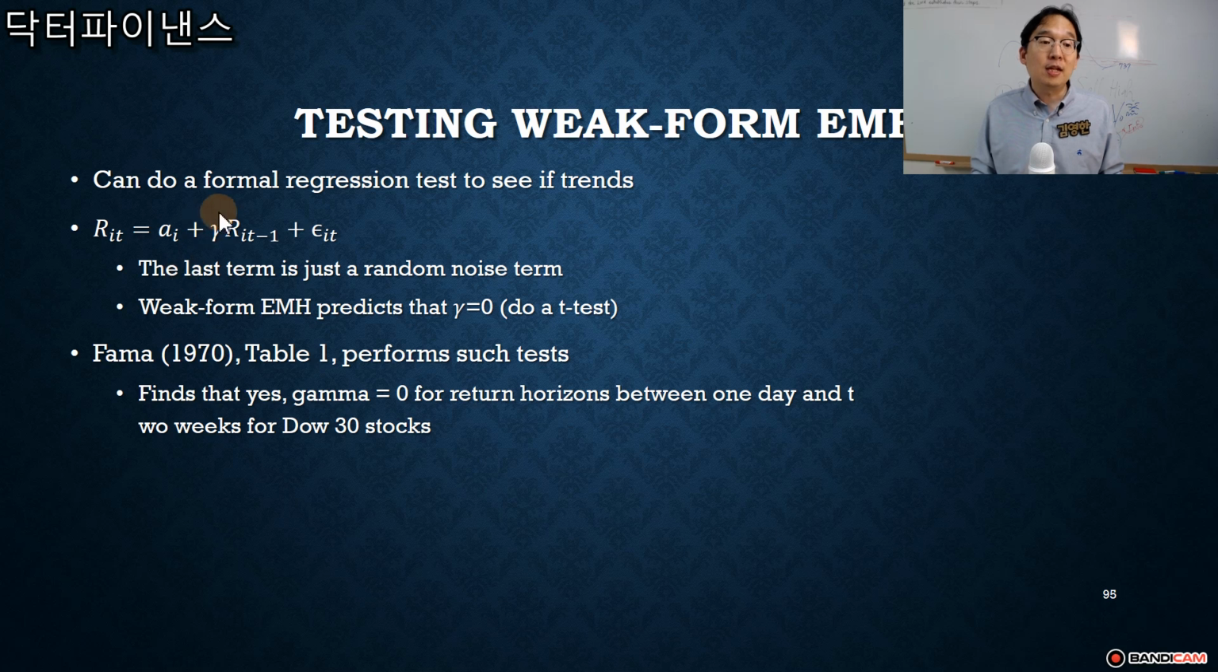If that has predictive power, just like what the technical analysis guys say, then this coefficient gamma, it's not r, it's gamma, should be significantly different from 0 if we run regressions on the data. But if the weak form efficiency holds true, then this coefficient should be close to 0. That is our null hypothesis.